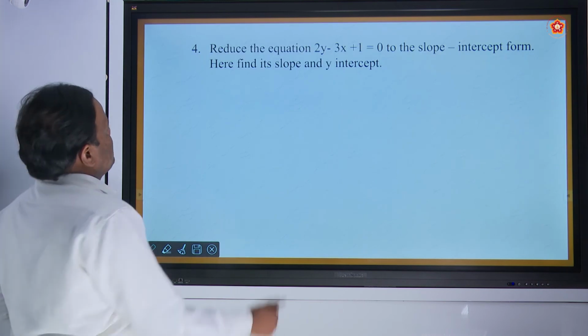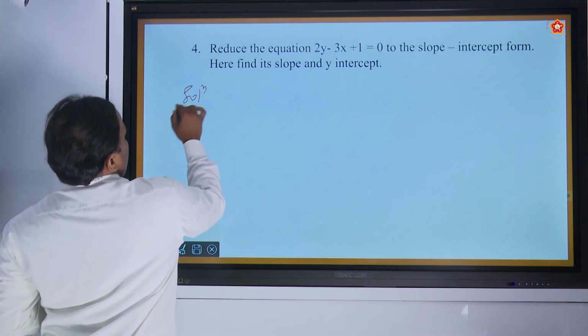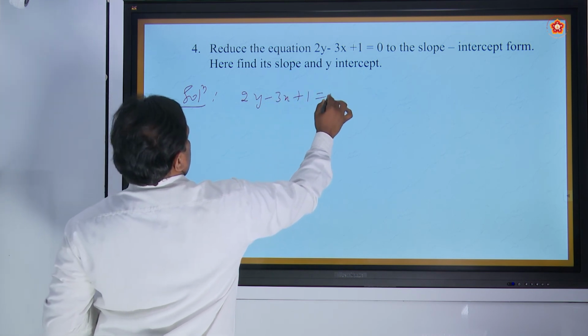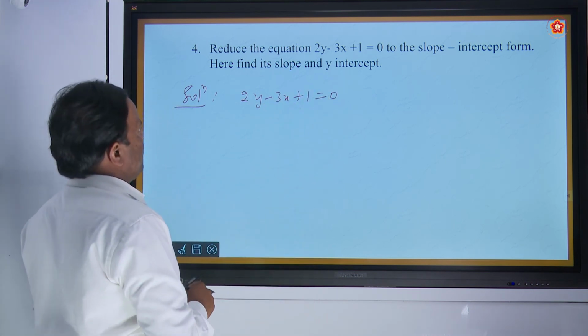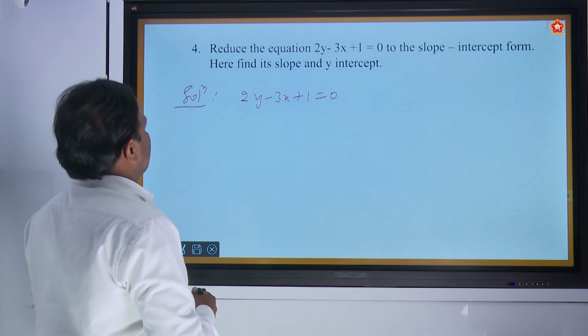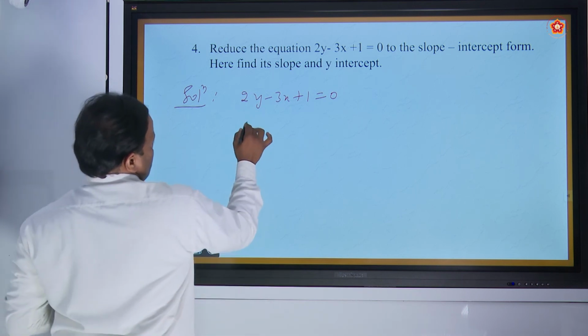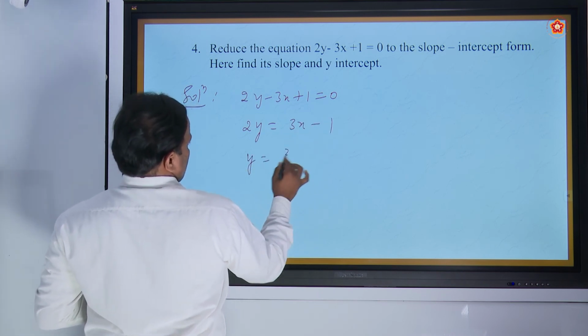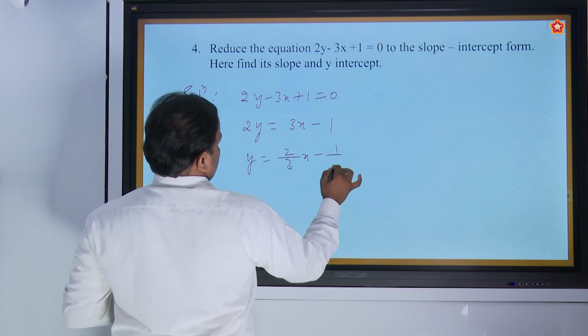Okay, I think this is the last question. Solution. Reduce the equation once again, 2y minus 3x plus 1 equal to 0 to the slope intercept form, and here find slope and y-intercept. Same problem. 2y is equal to 3x minus 1. What is y equal to? 3 by 2 x minus 1 by 2.